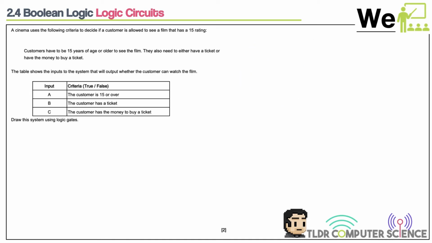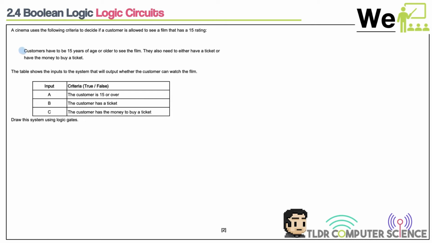Okay, this is a very typical Boolean logic question using logical circuits where you're given a logical statement and then you have to translate this into a logical circuit by combining logic gates. A cinema uses the following criteria to decide if a customer is allowed to see a film that has a 15 rating. Customers have to be 15 years of age or older to see the film. So that's the first statement we want to make sure we include.